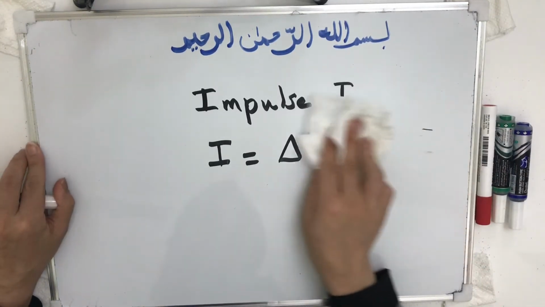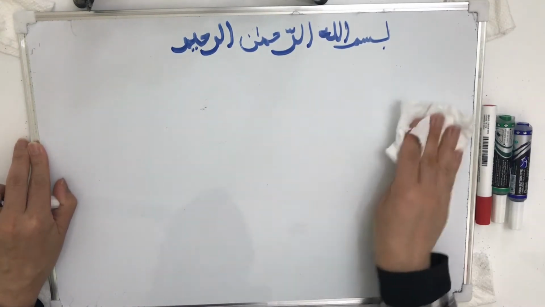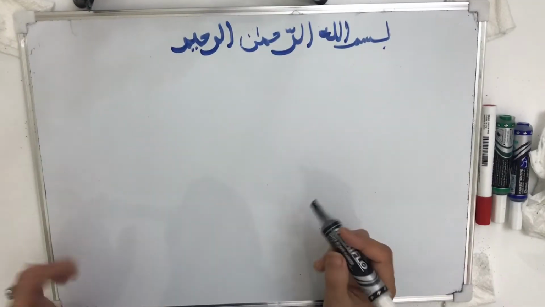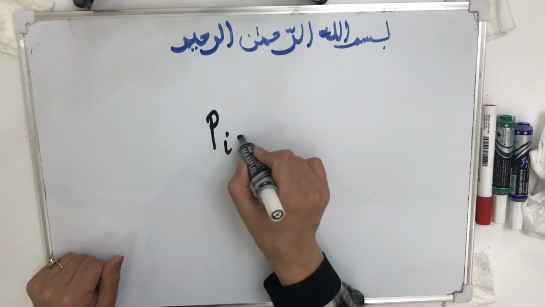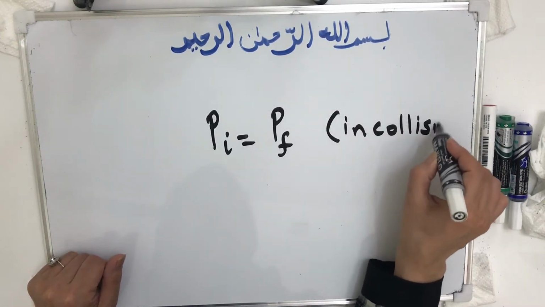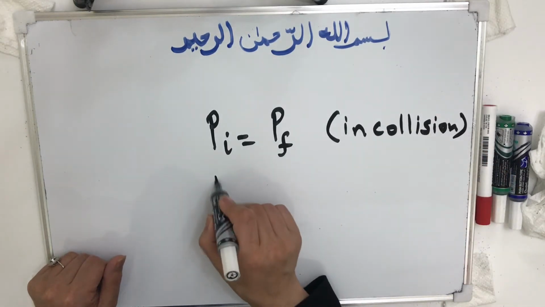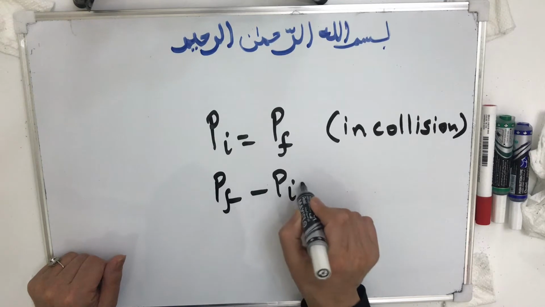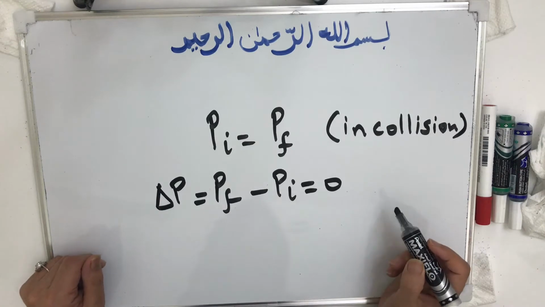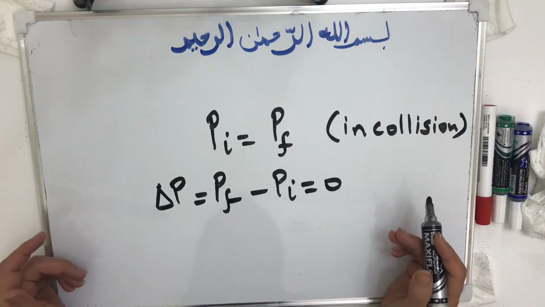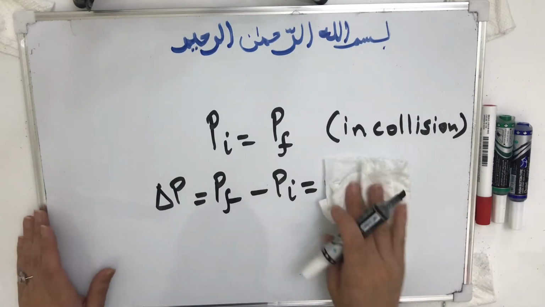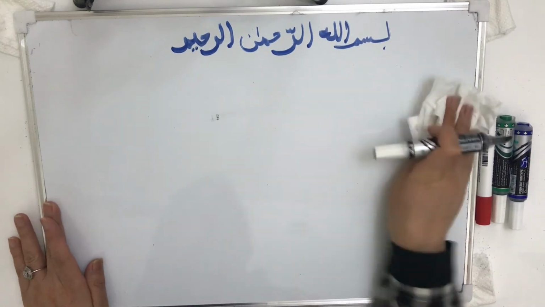When I was a student, I was really confused about teachers talking about conservation of momentum. If momentum is conserved, that means Pi equals Pf in a collision. And if Pi equals Pf, it means Pf minus Pi equals 0. That would be delta P, the impulse. And I was like, impulse is 0. Delta P should be 0. Why are they talking about delta P anyway? That was when I was a student.